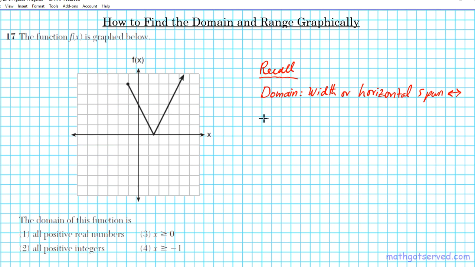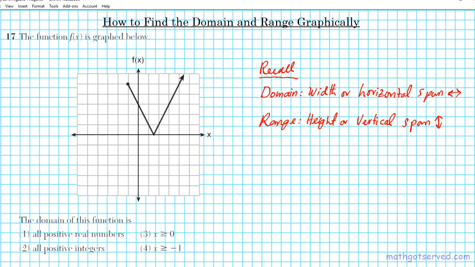Okay? And then the range represents what? The range represents the height or the vertical span. How high can you go and how low can you go? Alright? How high can you go, how low can you go if the graph is projected on the y-axis? Okay, so if you think about projection, think about shadows. If a shadow is cast on the ground or on the wall, how wide is the shadow or how tall is the shadow? That's basically what we are talking about here.